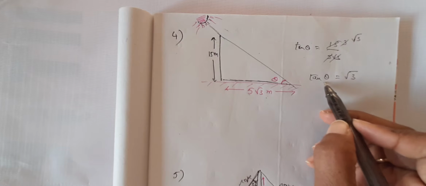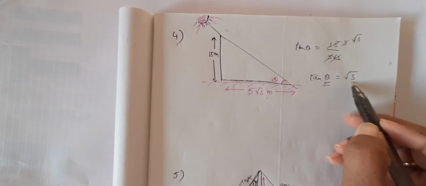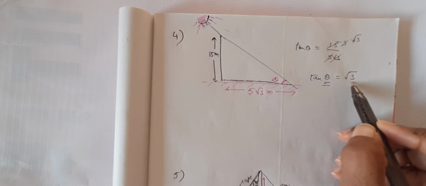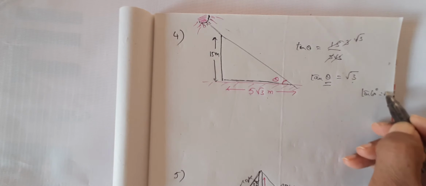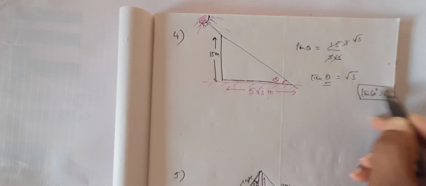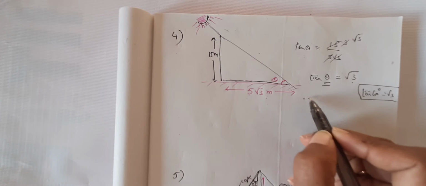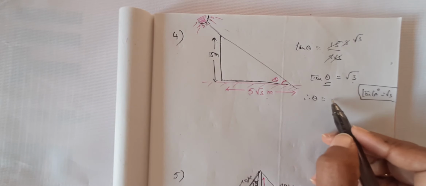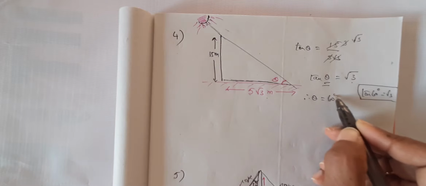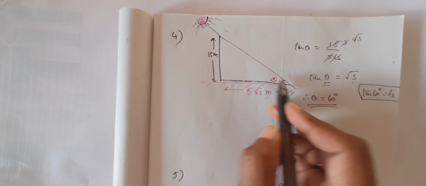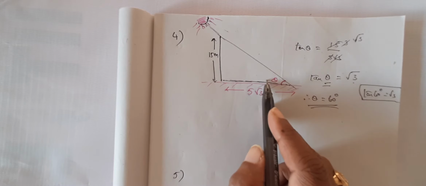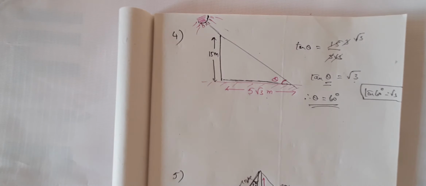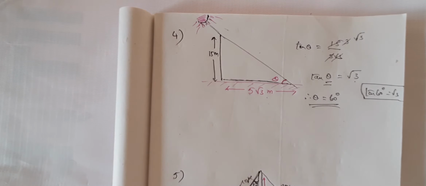I got tan theta is equal to root 3. Now for which value of theta do you have tan to be root 3? Yes, 60 degrees. Why? Because tan 60 degrees is equal to root 3. So therefore theta is equal to 60 degrees. So at what angle are the rays falling on the ground? 60 degrees, right? The angle of elevation of the rays is 60 degrees. Clear? Yeah, please note it down.